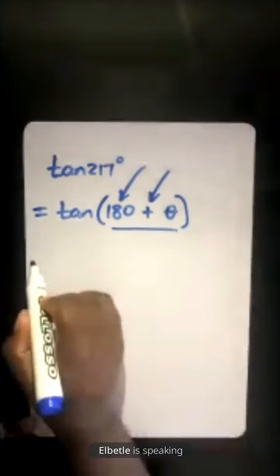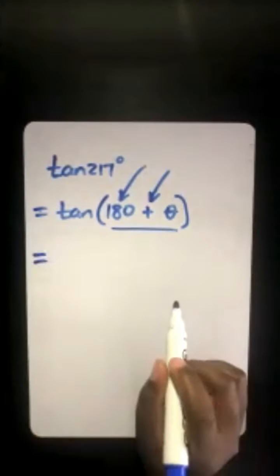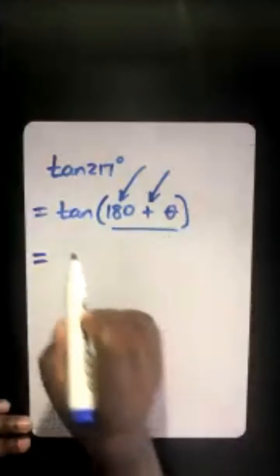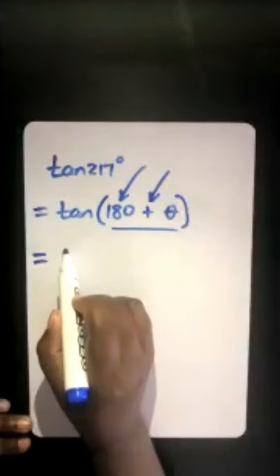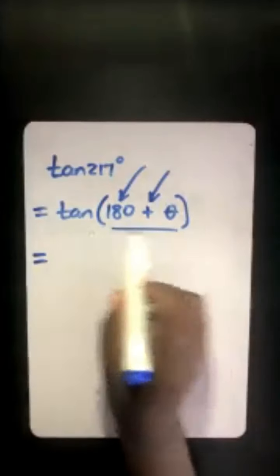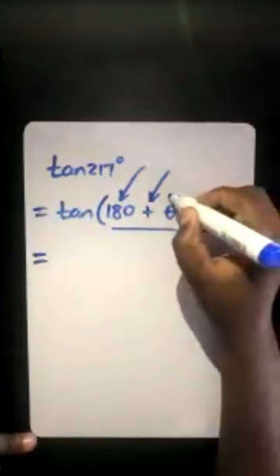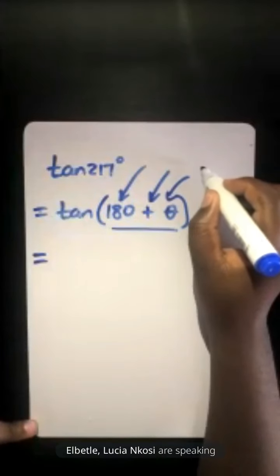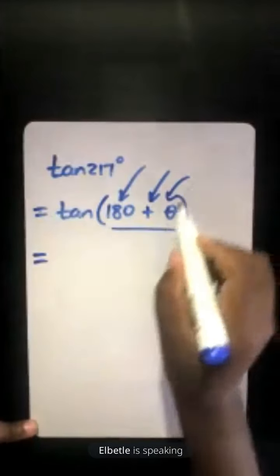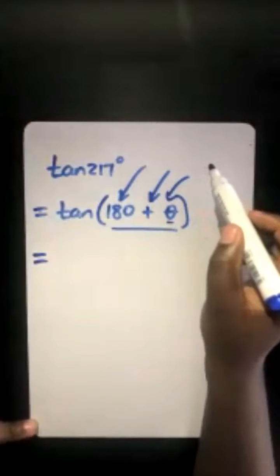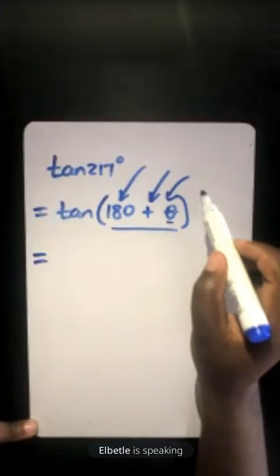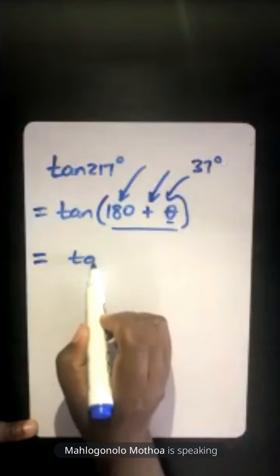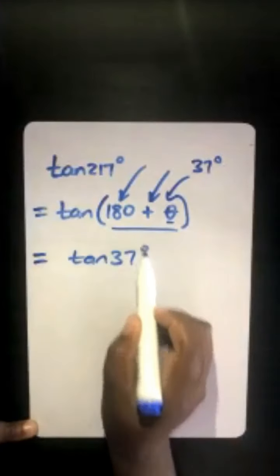Yes, sir, it makes sense. 100%. So now let's see. You said it falls in third quadrant. So obviously, are we going to have a positive or a negative answer there? What is that angle again? It was 217. No, this one. 37 degrees. So that means we are going to have tan 37 degrees.